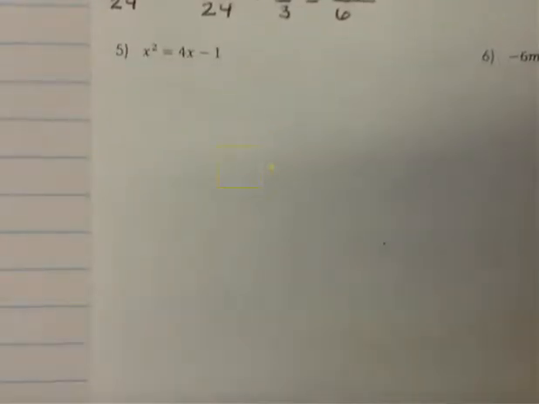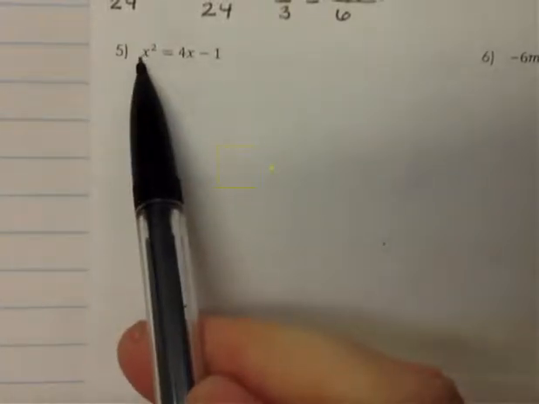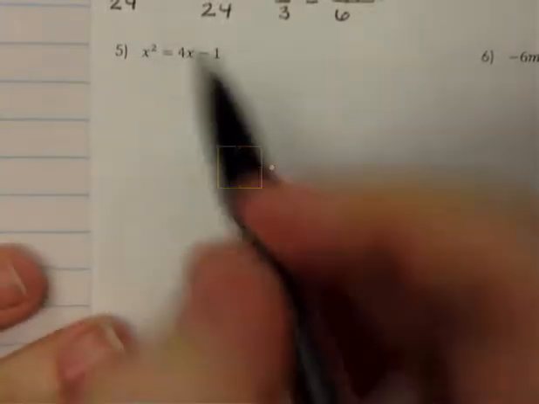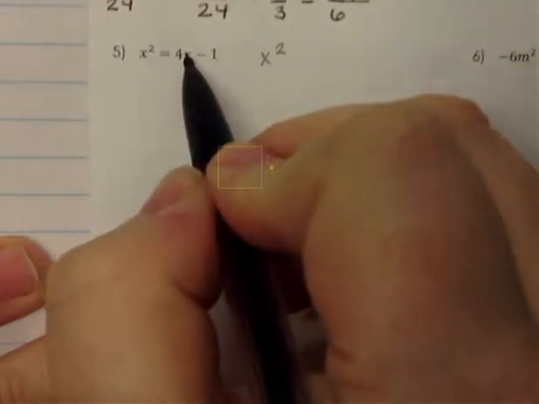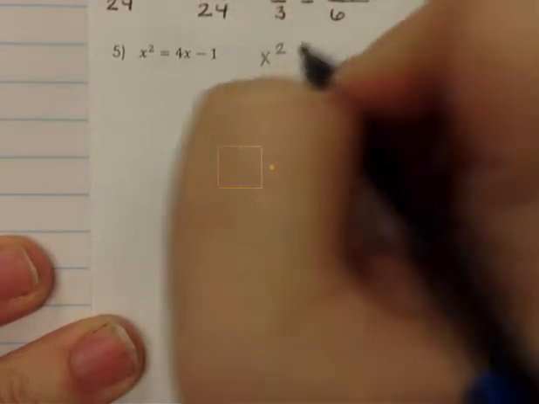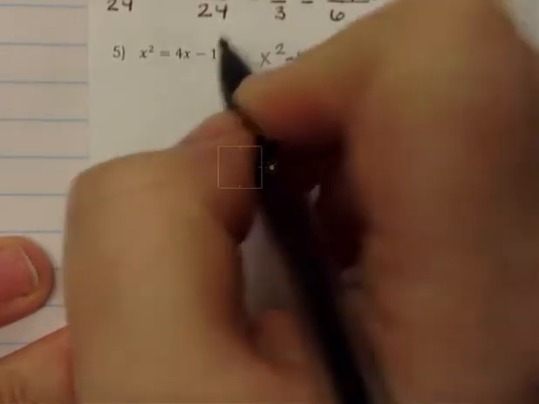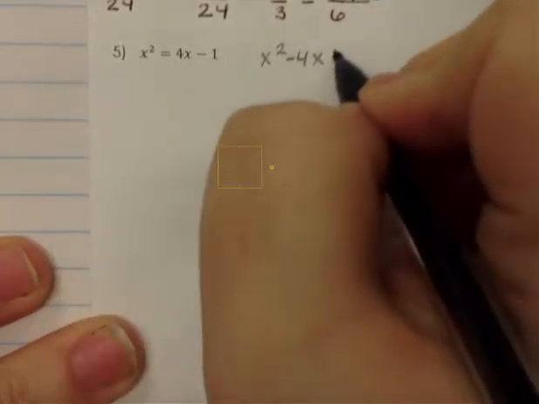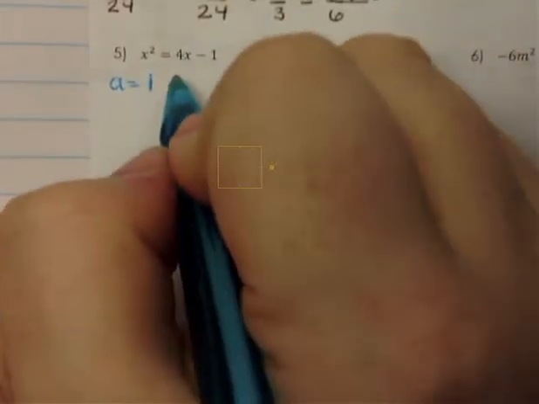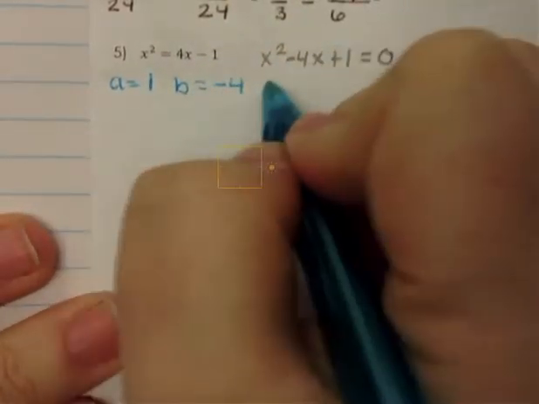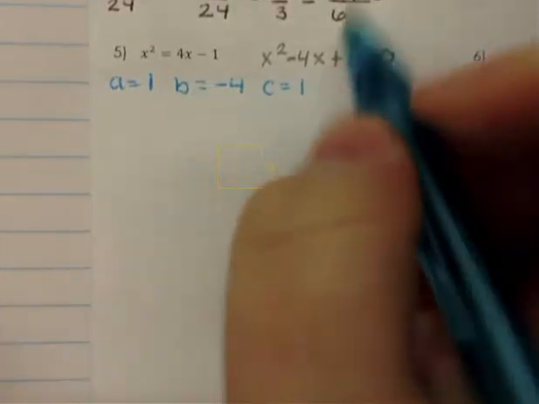This next problem, again, we want to get into standard form. We have a positive x squared, and that's the only x squared term we have, so we want to keep that. So we have a positive x squared. We need our x term on the other side, so we have to subtract the 4x. We need our constant on the other side, which means we have to add that 1 and set it equal to 0. So our a value is equal to that positive 1. The b value is equal to the negative 4. And the c value is equal to a positive 1.